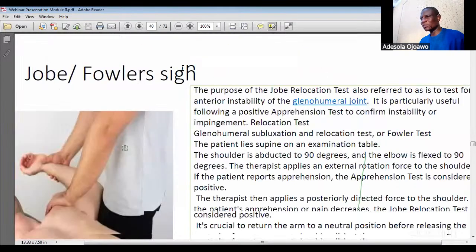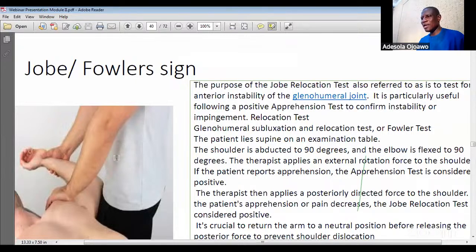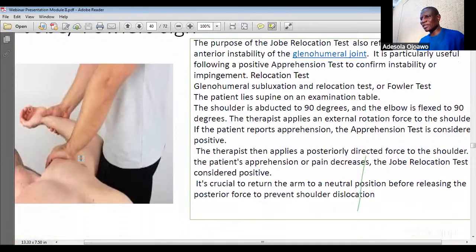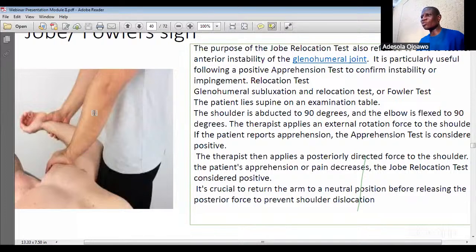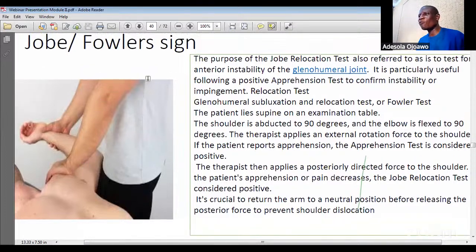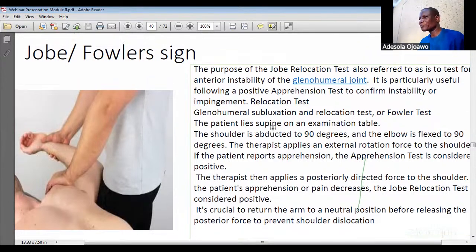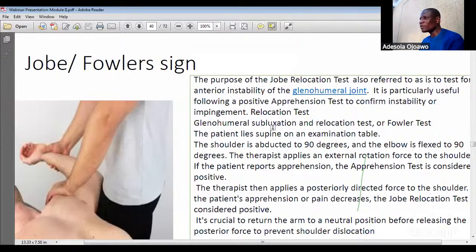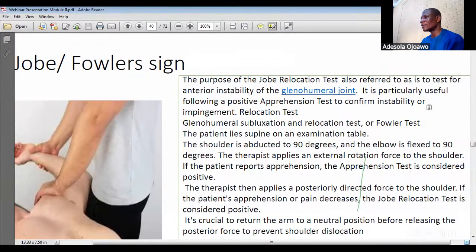Right. So I think I'm moving. Yes. Let me try to show you this one very well. They call this one Job or Fowler's sign. Fowler's sign. Call it Job or Fowler's sign. All right. The purpose of Job, we call it Job relocation test. It's also referred to as the test for anterior instability of the glenohumeral joint.